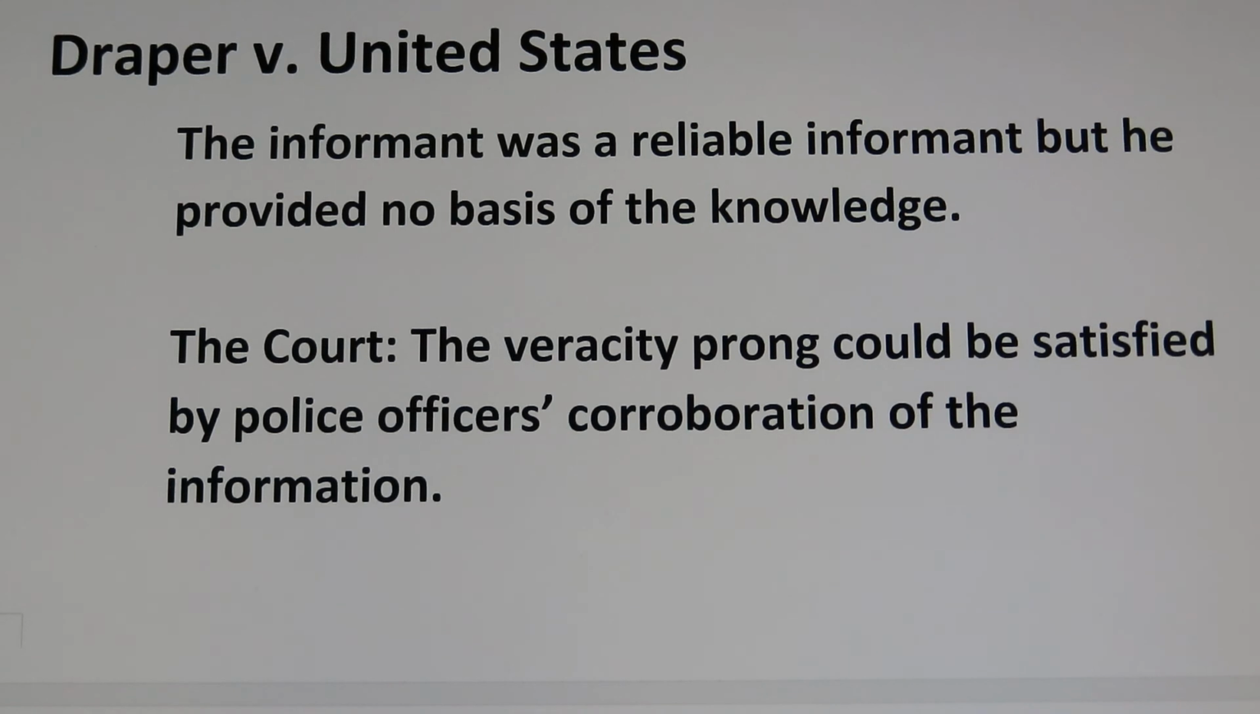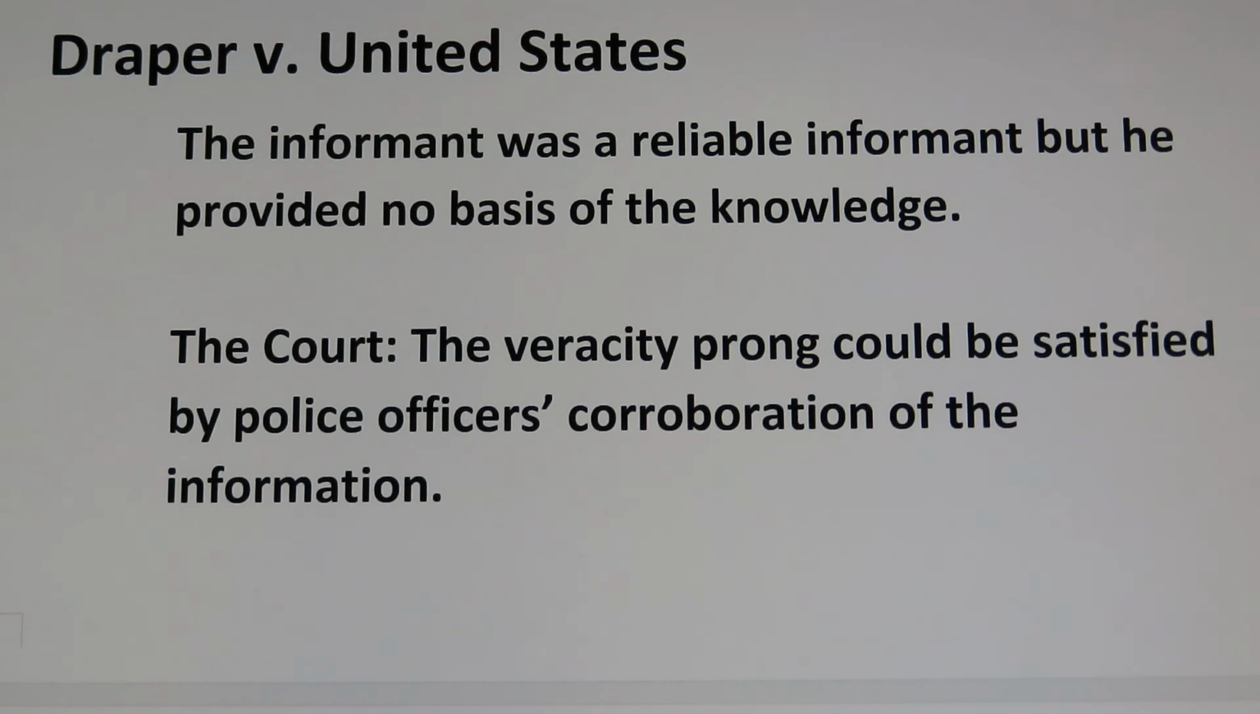Of course, Draper was the defendant in the case, and he was brought to trial, and he made a motion to suppress the evidence. Why did he want to suppress the evidence? Because he said police did not have probable cause to make the arrest.